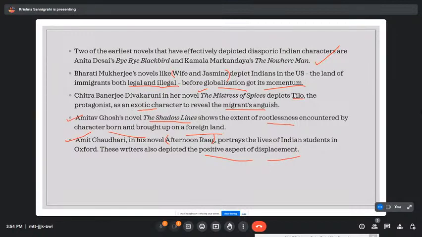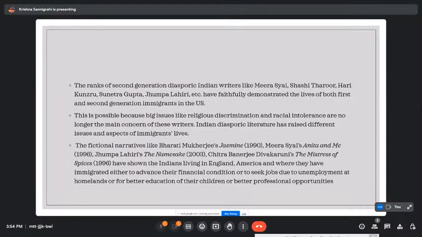The ranks of second generation diasporic Indian writers like Meera Syal, Shashi Tharoor, Hari Kunzru, Sunetra Gupta, Jhumpa Lahiri, etc. have faithfully demonstrated the lives of both first and second generation immigrants in the US. So as I was saying, there are different experiences. One set of experience refers to the experiences of what? Experiences of the first generation immigrants in the US, and the second generation immigrants in the US.